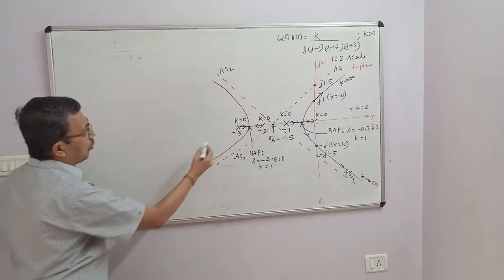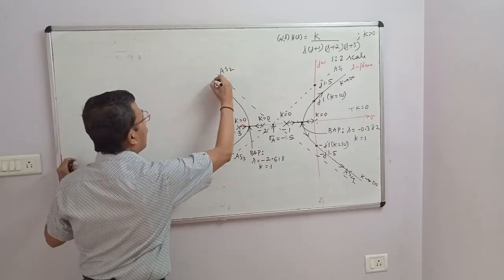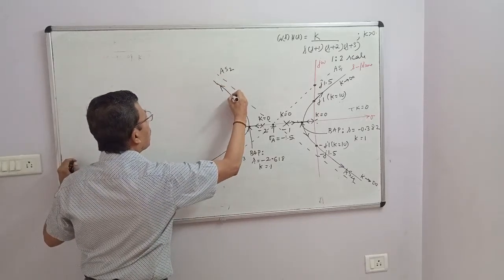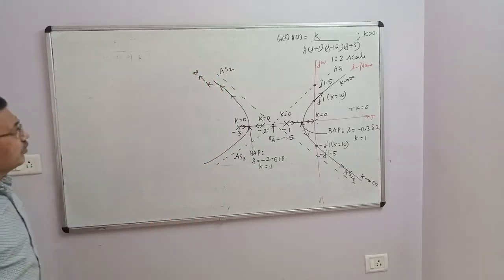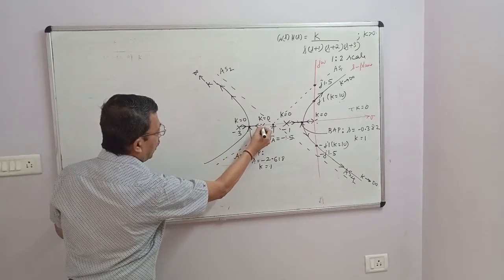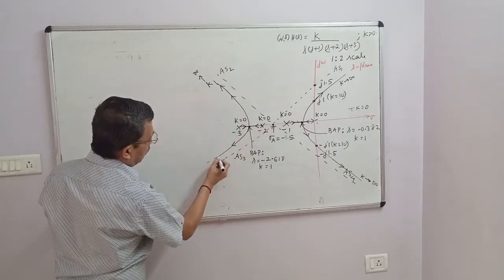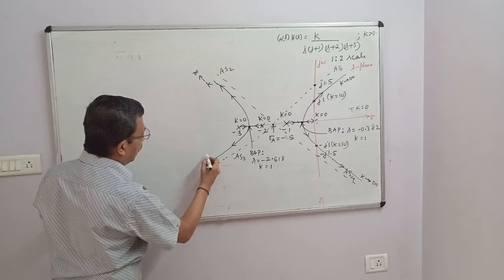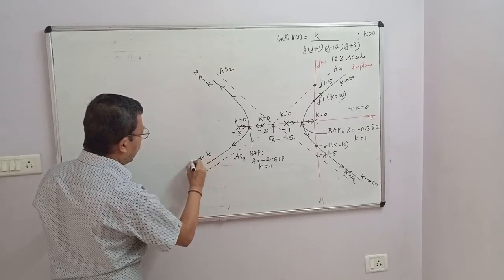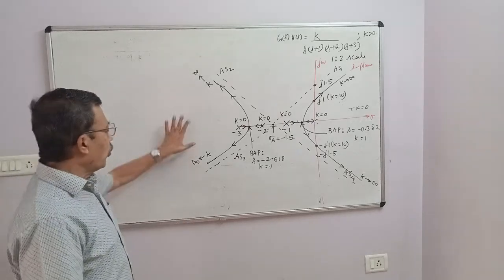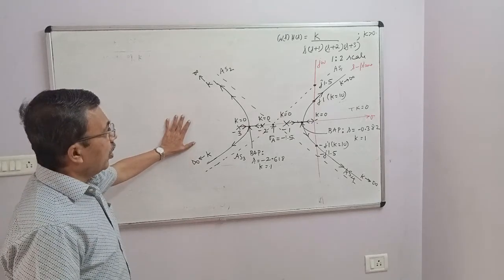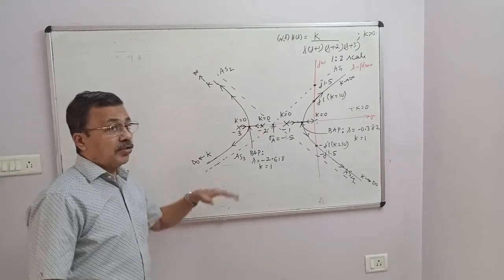Let us assume that the pole at s equal to minus 3 selects asymptote AS2 and goes to meet the 0 at infinity. This is the third branch. The fourth branch is the pole at s equal to minus 2, which shall go parallel to asymptote AS3 to meet the 0 at s equal to infinity. So there are 4 branches, correct? All the 4 branches will terminate on the zeros at infinity.